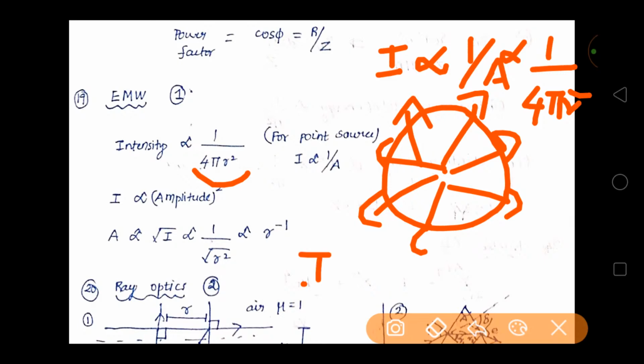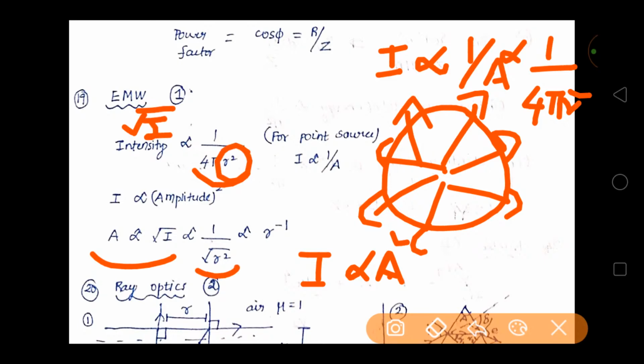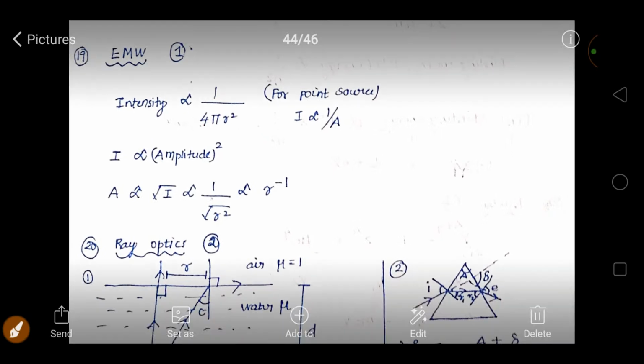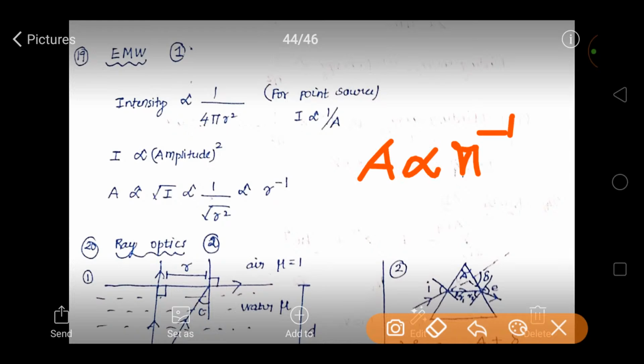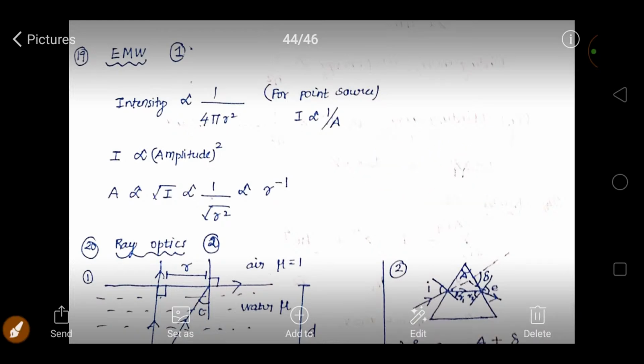We know that I is proportional to amplitude square. So amplitude is proportional to root of intensity. So root of intensity means here root of 1 by r square. So root of 1 by r square means 1 by r, that is r power minus 1. From this, you can know that amplitude is proportional to r power minus 1. For this relation, you should know all these things.